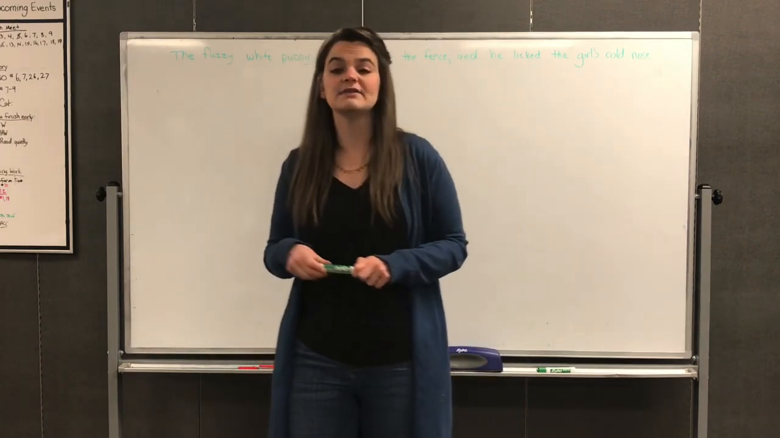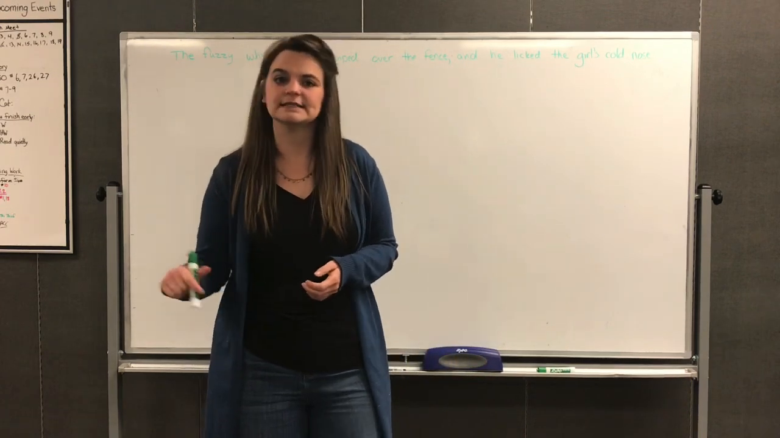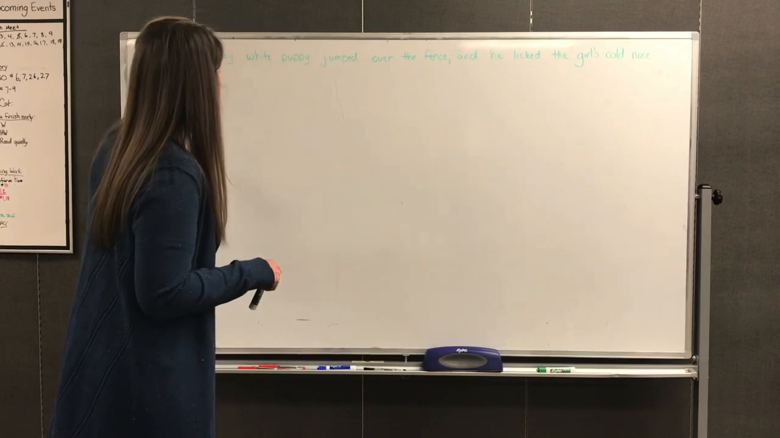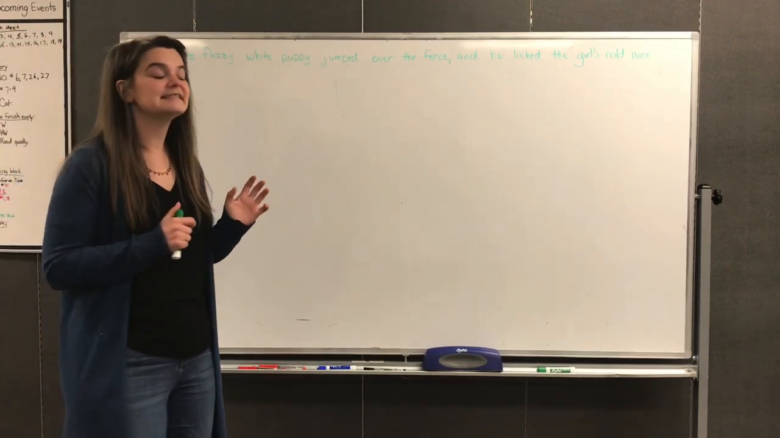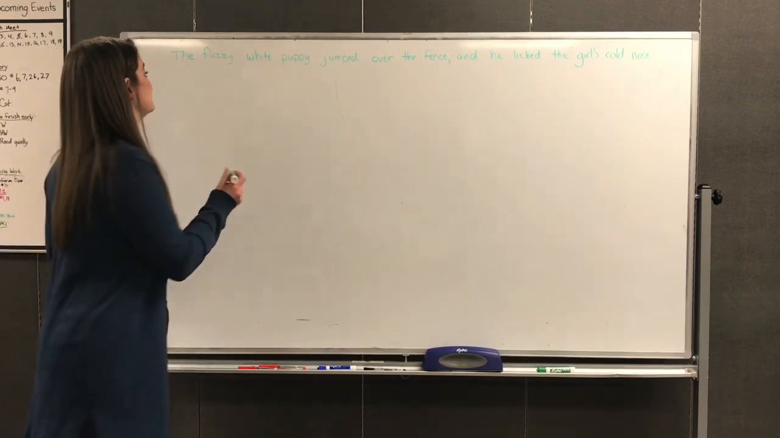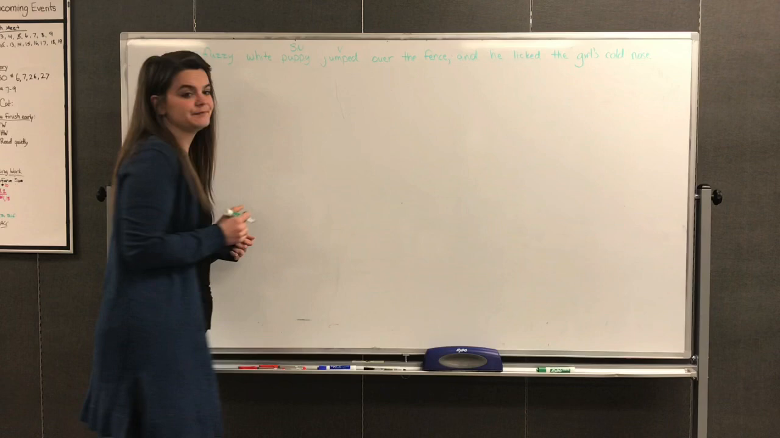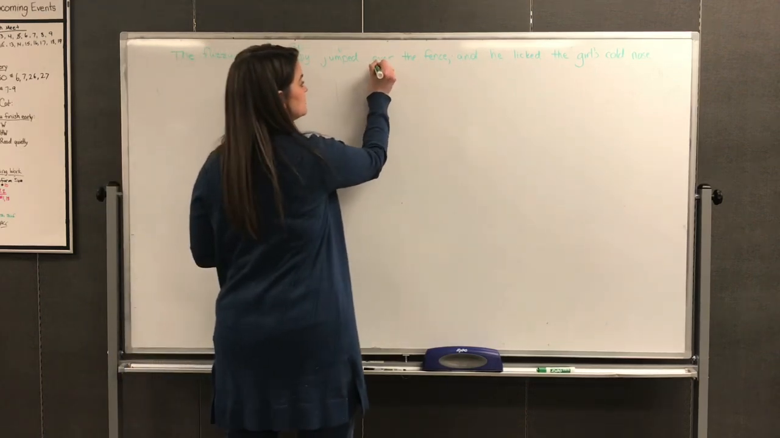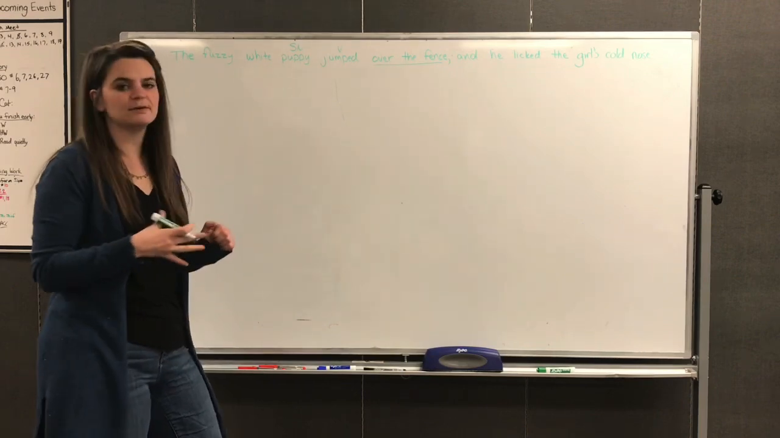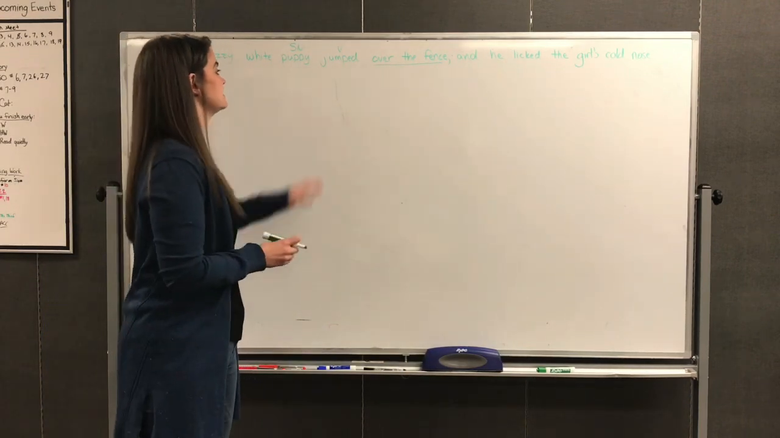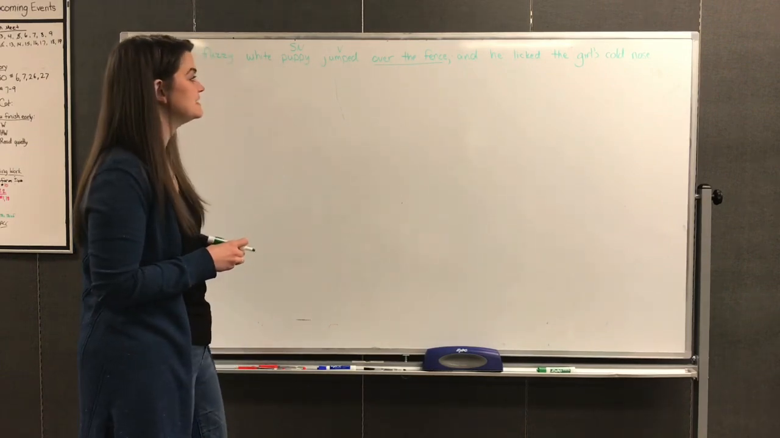So one of the things we have to first determine is what pattern each of these sentences is. If we look at our first one, the fuzzy white puppy jumped over the fence, that is simply a pattern one sentence. It has a subject noun and a verb. And then here we have a prepositional phrase. So there's no direct object, indirect object, and it is an active verb. It is not a linking verb. So it's simply a pattern one sentence.